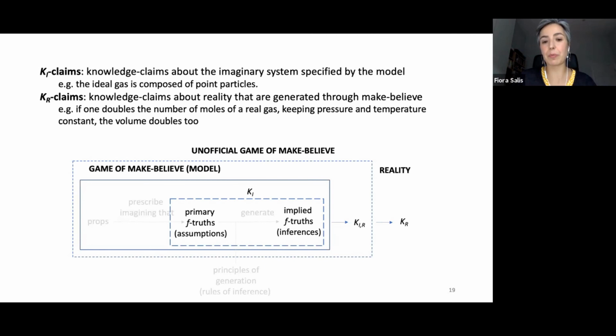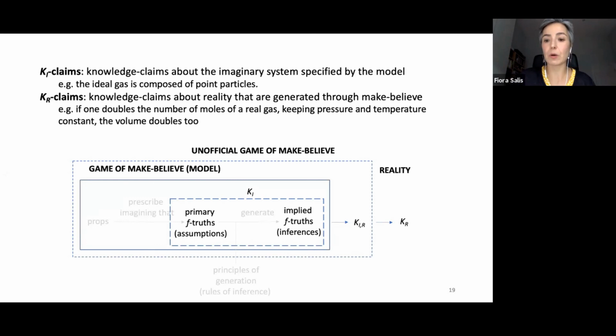So we have knowledge claims that are exported from the game onto reality. And we have claims such as the following example. If one doubles the number of moles of a real gas, keeping pressure and temperature constant, the volume doubles too. That is a prediction that we make on the basis of what we've learned within the model. It can be exported first as a hypothesis, and then if we can test that, then we have a case of knowledge of reality, okay?